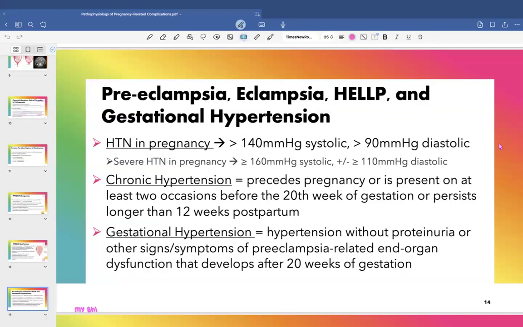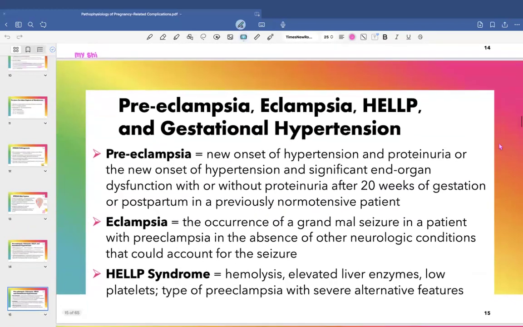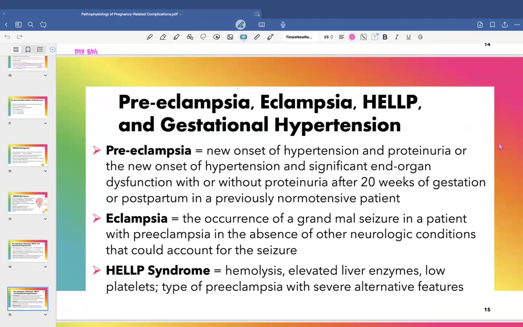All right, now we're going to move into all the different hypertension syndromes, okay? So there's hypertension, chronic hypertension, gestational hypertension. We have preeclampsia, eclampsia, and HELLP syndrome. These are all hypertension syndromes associated with pregnancy. The numbers are there diagnostically for what hypertension in pregnancy is. And typically we say 20 millimeters of mercury above whatever the patient's baseline blood pressure is.